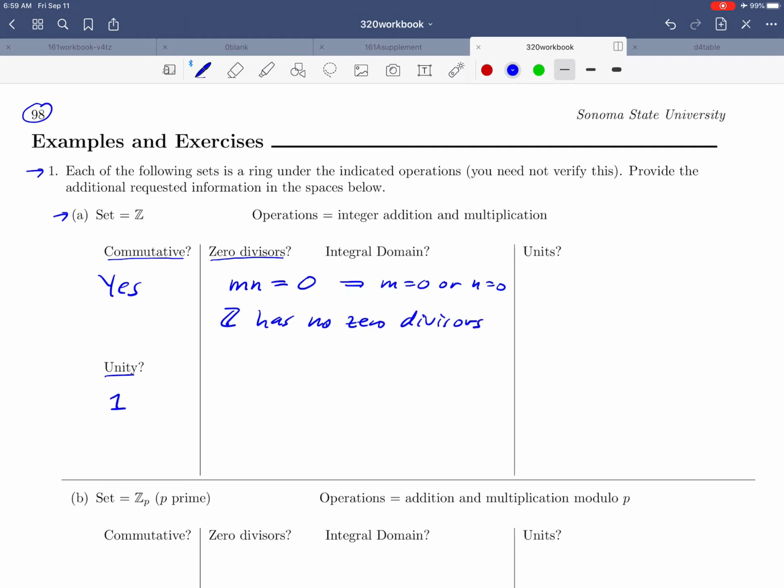Then we come to the question, is the ring of integers an integral domain? What properties did an integral domain have to have again? Really 3 of them. It had to be a commutative ring with unity that has no zero divisors. Notice that Z has all 3 of those properties, and so therefore Z has to be an integral domain.